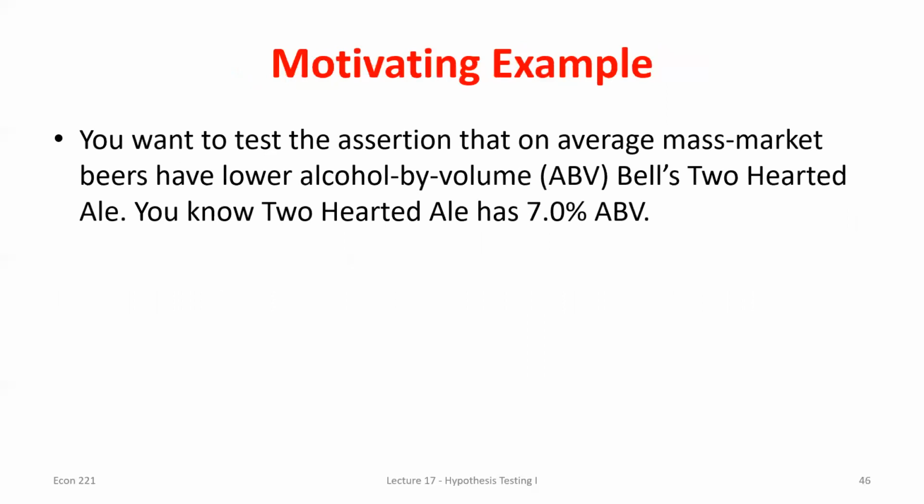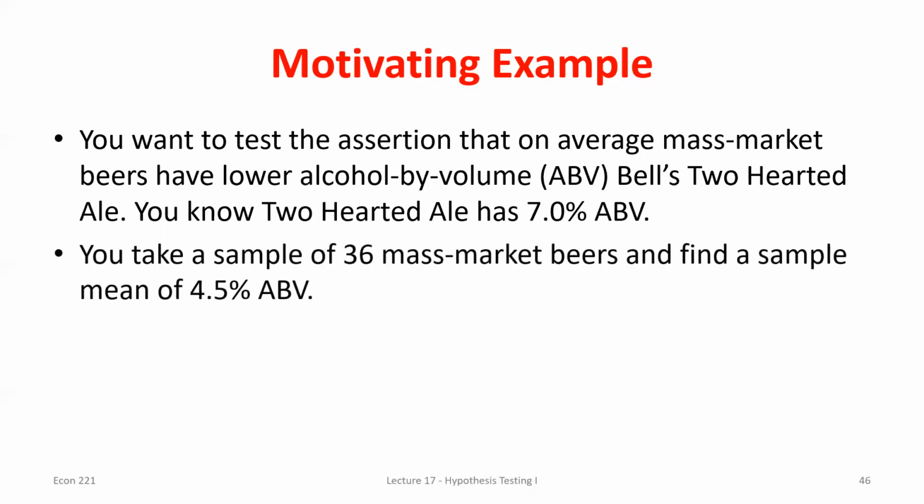So the example that I'll introduce, and we'll probably finish this more on Monday, is let's say that I want to test for whether or not the average mass market beer has a lower ABV than, I don't know, Bell's Two Hearted, which is 7%. So that's what I'm wanting to test for. So that's what we're going to call my alternative hypothesis. So I take a sample and I find that from 36 different mass market beers, the average ABV is 4.5.